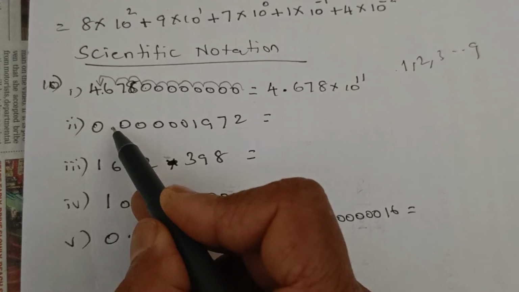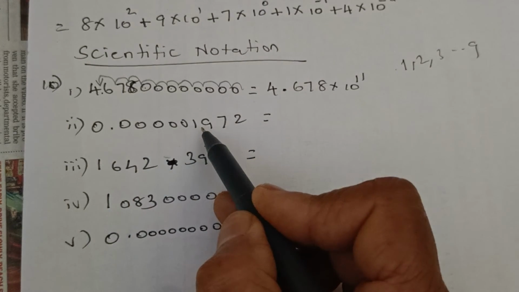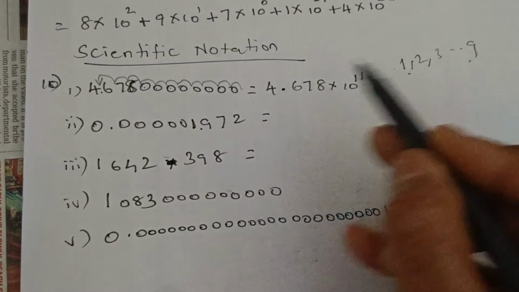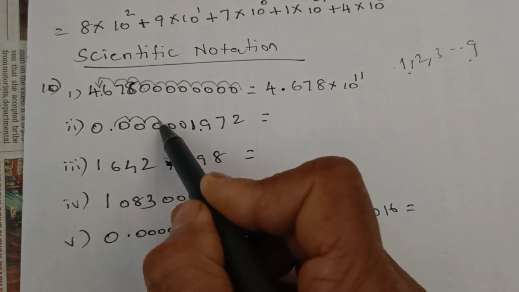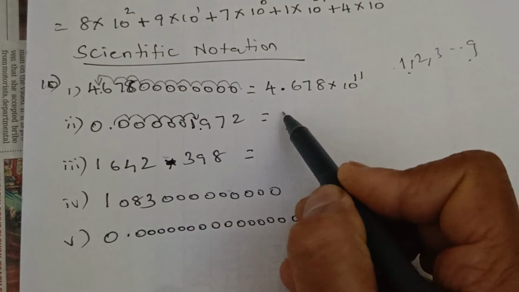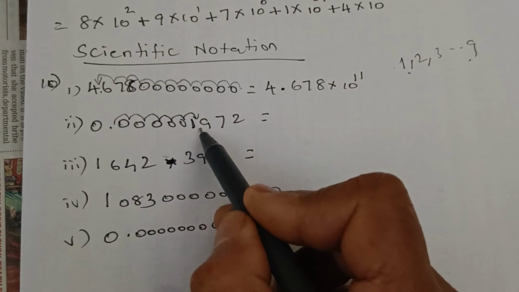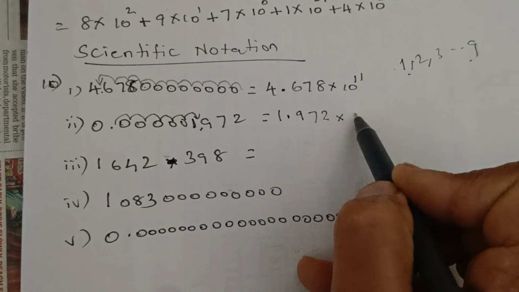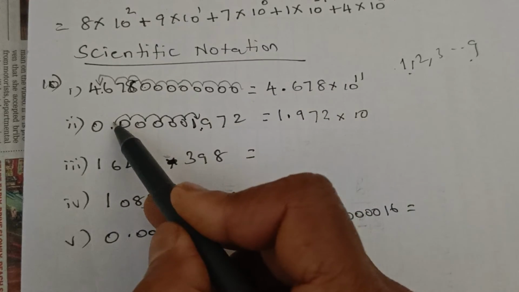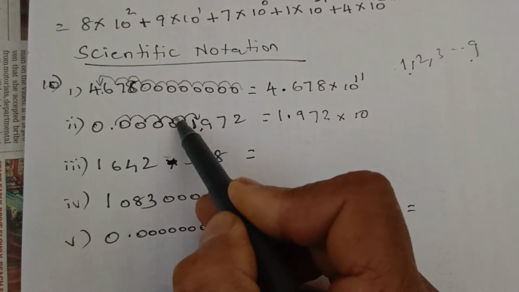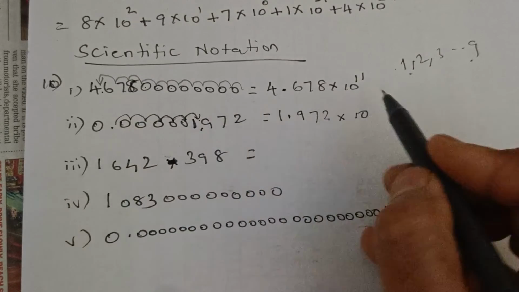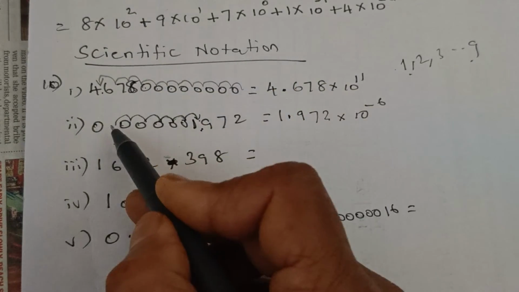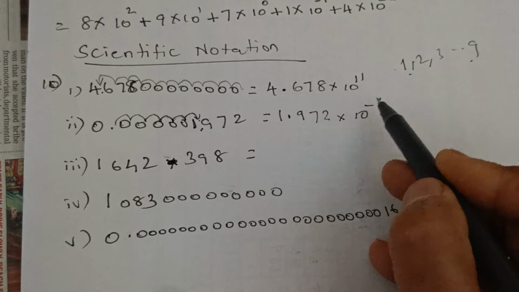Now look at it, the point is here. Till where will you move? Look at this number. Till here we have to move. Then only the whole number becomes 1, which is between 1 and 9. So move now. 1, 2, 3, 4, 5, 6 digits we are moving. So from here, we are shifting the point till here. So it becomes 1.972 into 10 to the power. How many digits did we shift? 1, 2, 3, 4, 5, 6 digits to the right side, so it is minus. When you shift to the left side, the power is positive. When you move the point to the right side, it is negative.